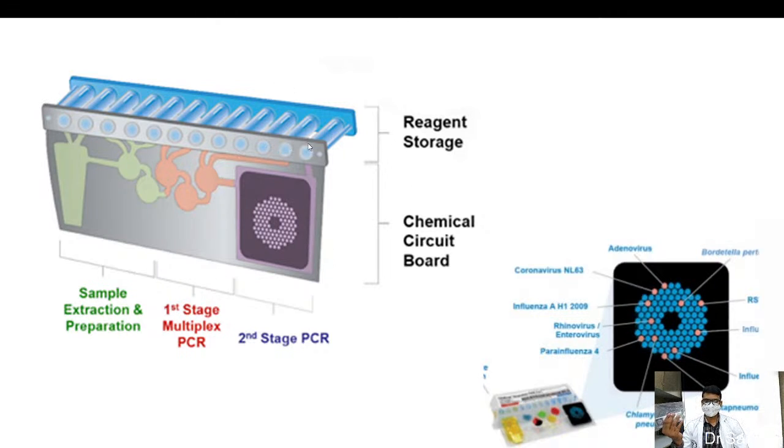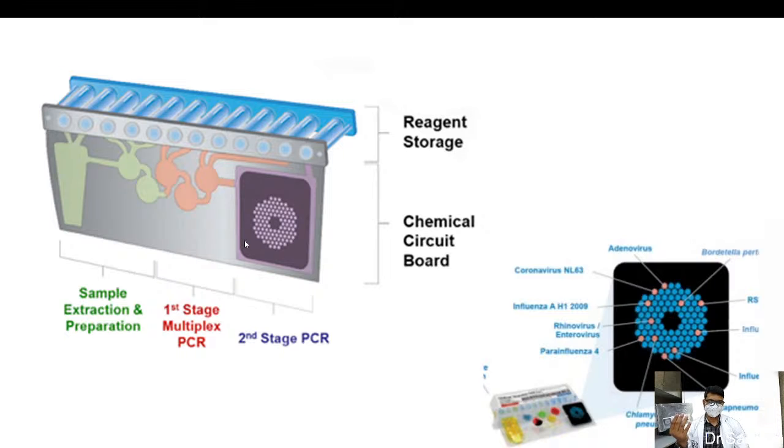These tubes are the reagent storage system. Then this is a chemical circuit board here, where the first part is dedicated for sample extraction and sample preparation. Then with the help of vacuum, the material will move from one part of the circuit to the other part of the circuit. Then this is the place where the first stage multiplex PCR happens. This is a sort of nested PCR. Here SYBR Green is used, where non-specific detection occurs. So this is the first stage of multiplex PCR. Then after amplification, the products are transferred to the second stage PCR.